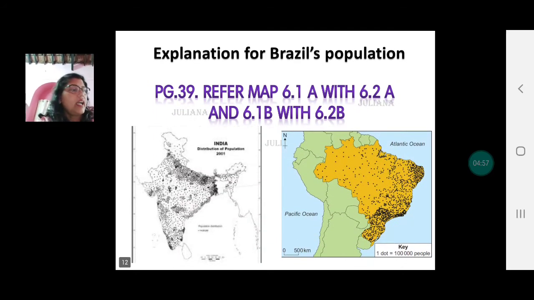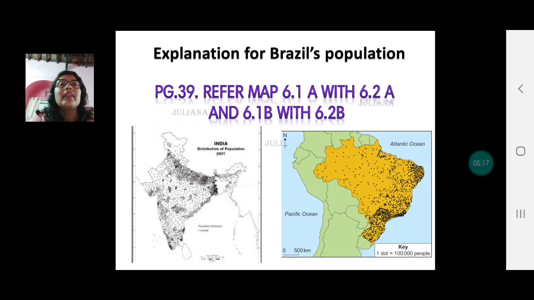Okay, now we are on page 39 and we have two maps over there. Before we check the map of Brazil, I would like to compare the map of India and the map of Brazil. That is the distribution of population map.